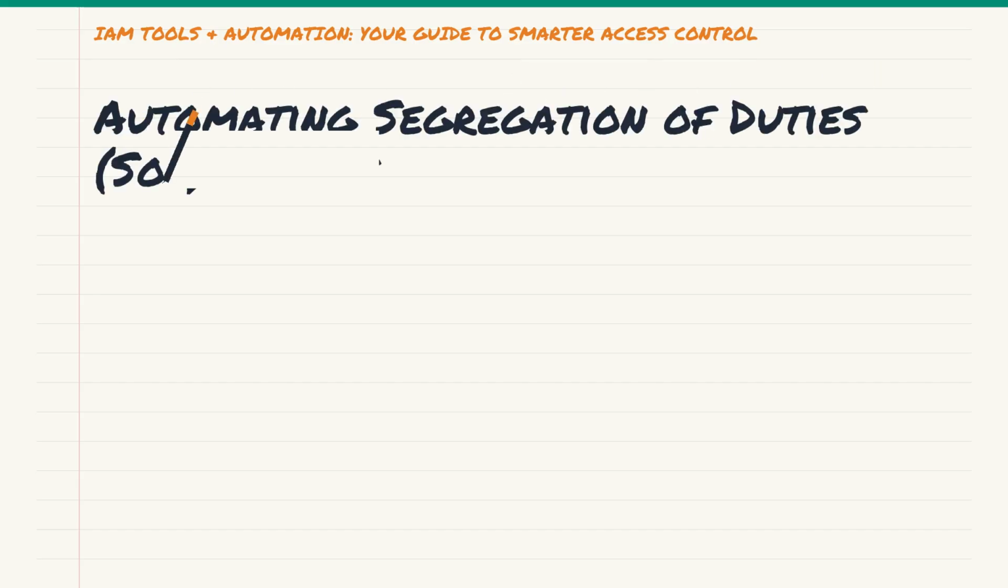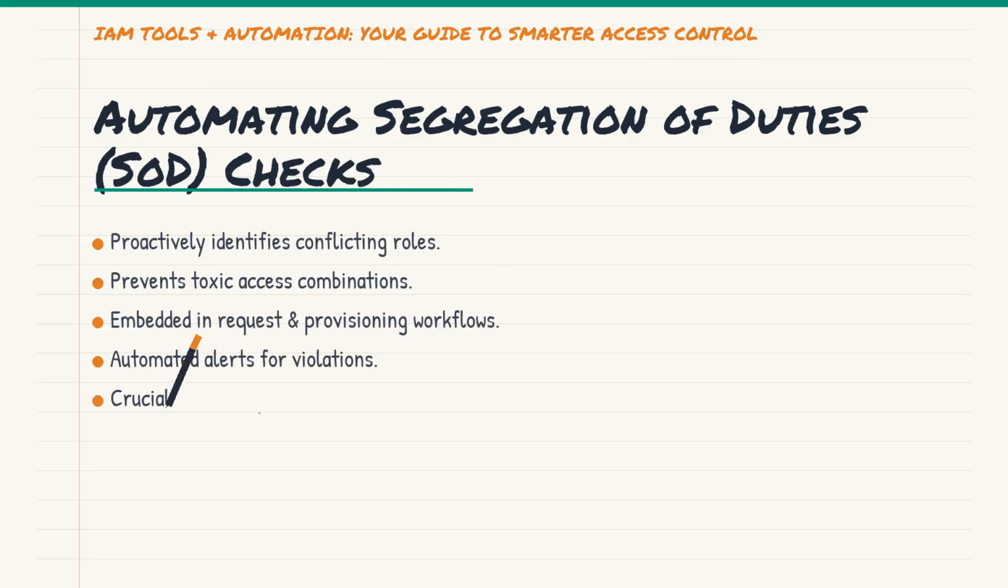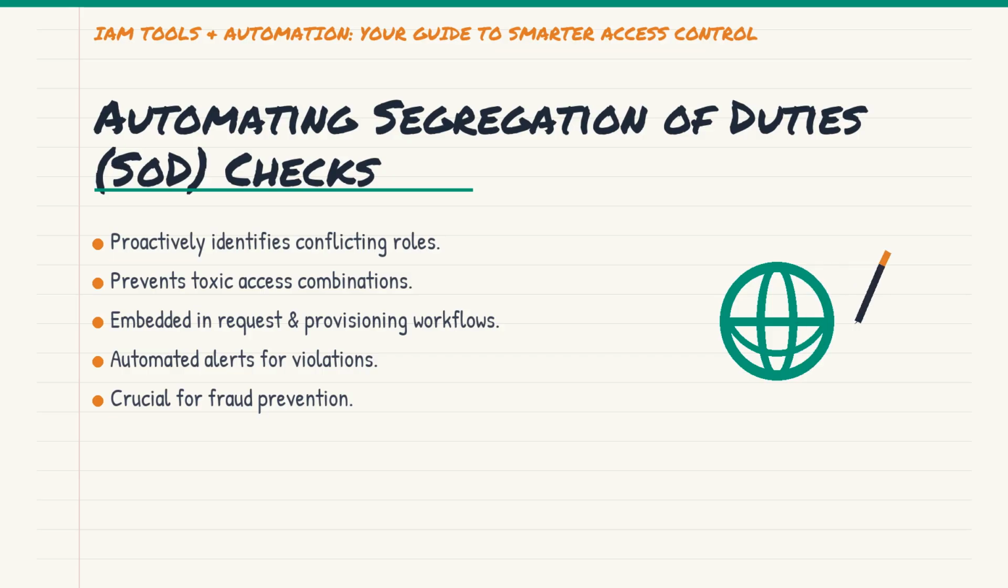Remember segregation of duties? It's that crucial principle preventing one person from having too much power. Automating SoD checks means your IAM tools can flag potential conflicts before access is even granted. When a user requests access that, when combined with their existing permissions, creates an SoD violation, like being able to create a vendor and approve payments to them, the system automatically flags it. This prevents risky combinations from ever materializing, turning a manual, often post-event, check into a proactive, automated control.